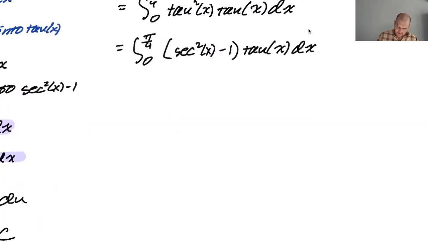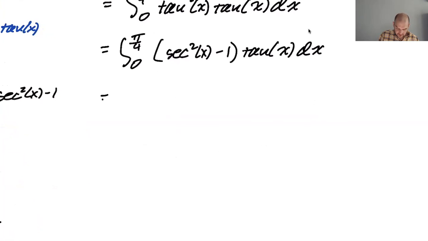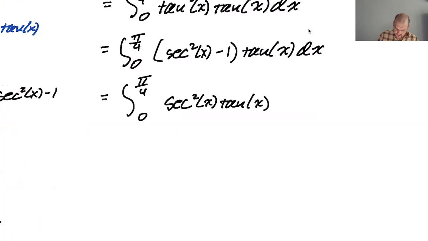dx. And then if you don't see where you're going, you just keep expanding. So I'm going to expand this into two separate integrals. So secant squared tan, and then minus tangent dx. I didn't want to write the integral twice.